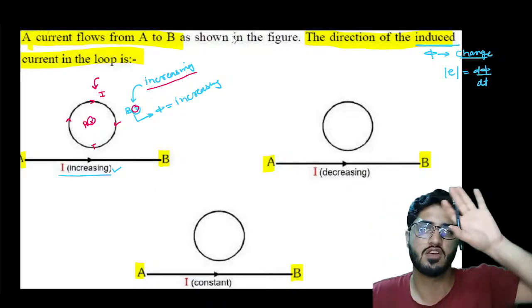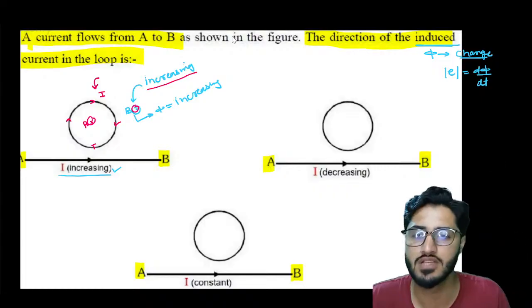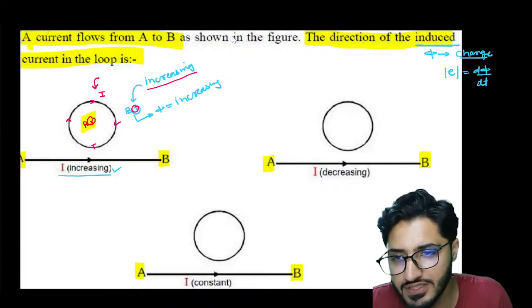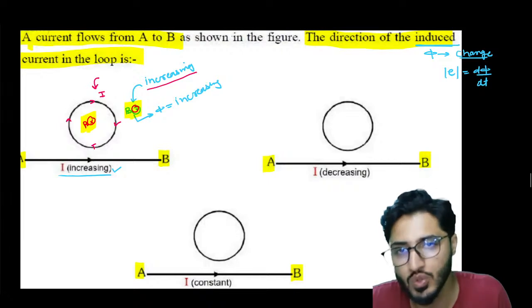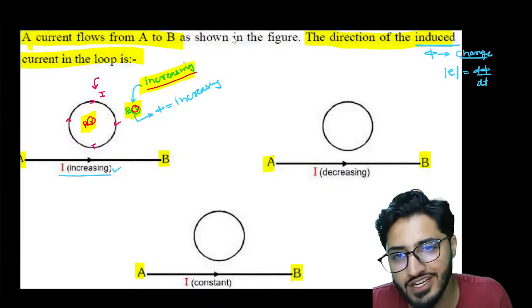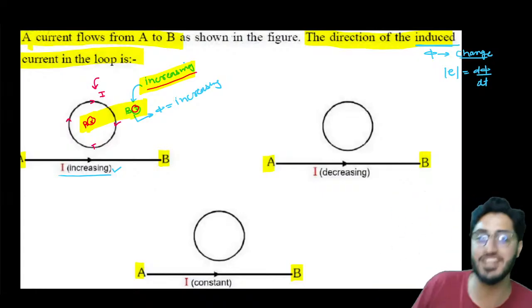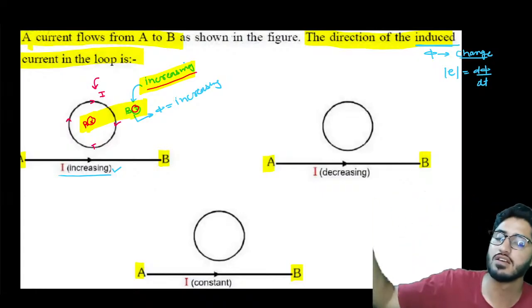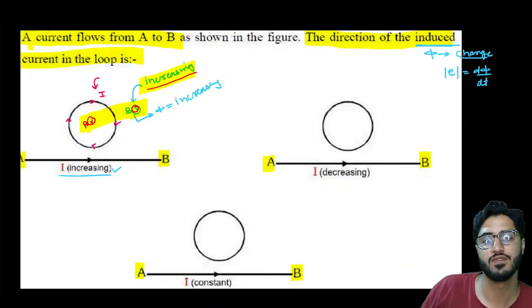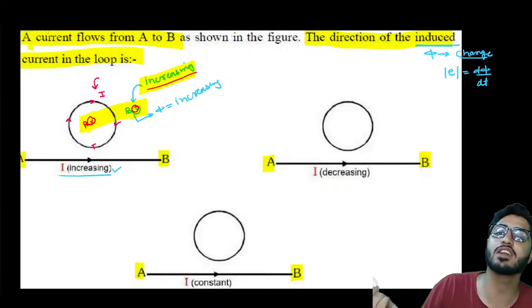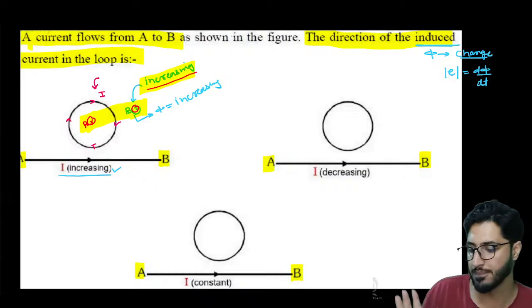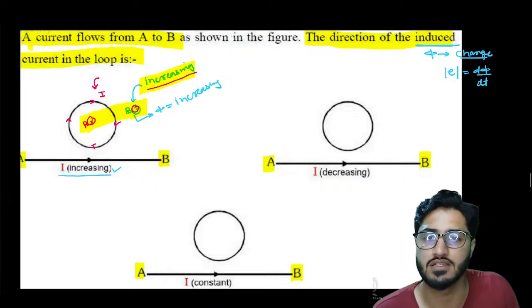How, sir? Take your fingers, and you will get your B inwards. So look, this one is inwards, that one is outwards. What will be the net effect? Sir, increasing, it will now be decreasing. So if it is increasing, Lenz's law will try to decrease it. If it is decreasing, Lenz's law will try to increase it. Simple.